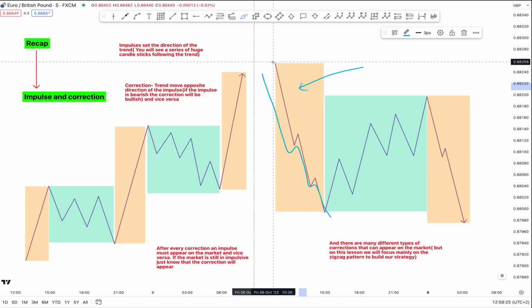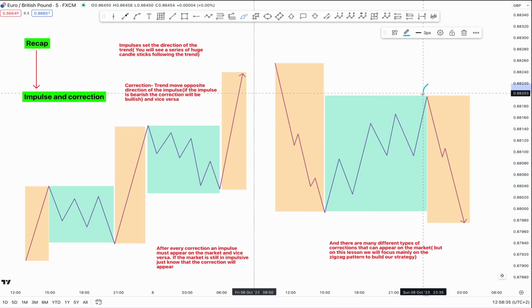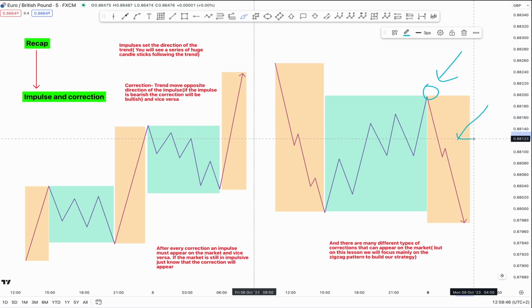For instance, we can see that we have a bearish impulse here, followed by a bullish correction. And then after this correction has completed, this is the area where you will be looking to go short. You will be looking to sell here to catch this next impulse to the downside. And this move will be very aggressive to the downside, so you have to be fast to enter the market.